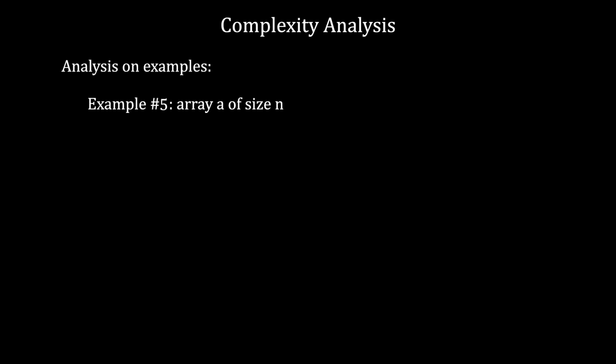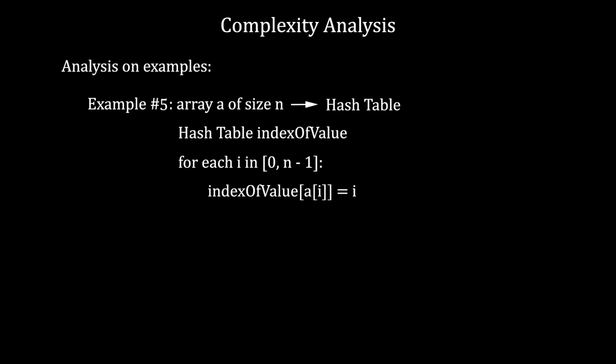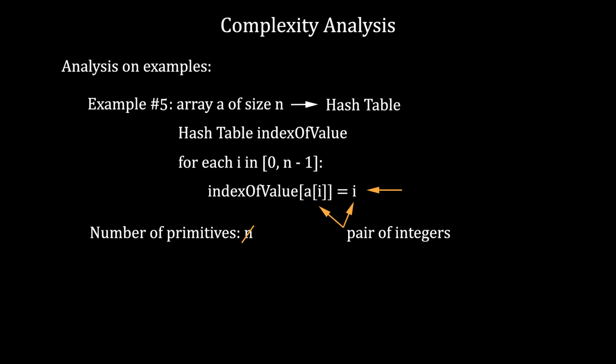For the fifth example, let's have an array A of size n, and let's have its content poured into a hash table. And let me tell you how. Let's say we have a hash table, index of value, which will store for each value the index of the element that has that value. How many primitives does this algorithm store? We might be tempted to say n, but that's not true. For each new assignment, a hash table actually stores a pair consisting of the key, which is A of i, and the value, which is i. So there are 2 integers. This doesn't change the overall space complexity, but it's nice to know. And in conclusion, the space complexity of this algorithm is big O of n.